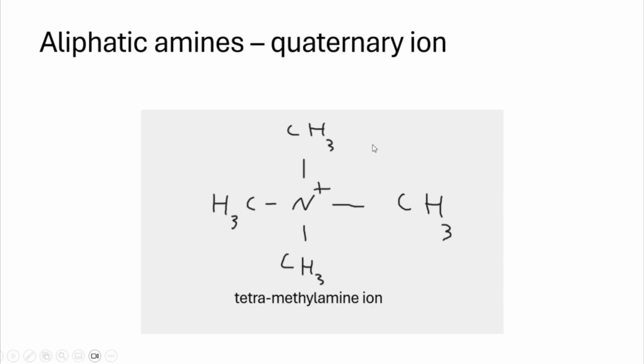You can also have a quaternary ion. As you know with ammonia, it can form the ammonium ion when another H attaches to it and forms a coordinate bond. Here's the same kind of situation. The nitrogen donates its lone pair of electrons to the CH3 group, and therefore the N is going to become positive. That's going to become a tetramethylammonium ion. Tetra means four, so you've got four methyl groups, and it's now an ion.